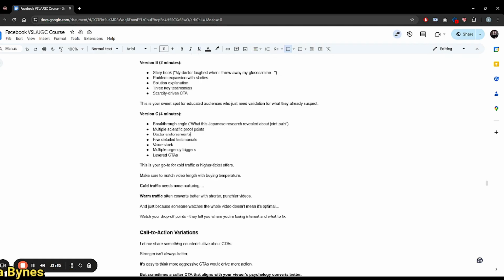And make sure to match video length with buying temperature. Cold traffic needs more nurturing, and warm traffic often converts better with shorter, punchier videos. And just because someone watches the whole video doesn't mean it's optimal. Watch your drop-off points, and they tell you where you're losing interest and what you need to fix.